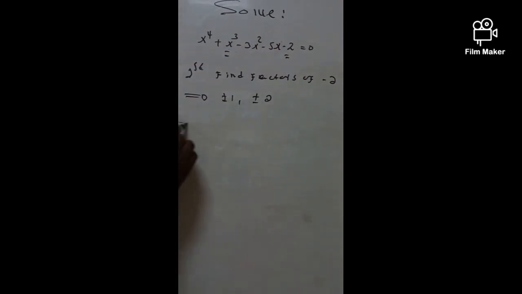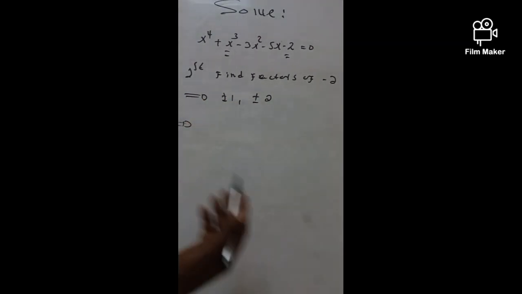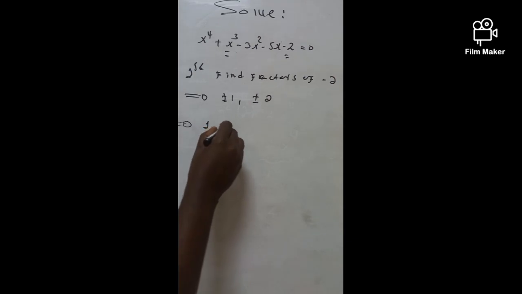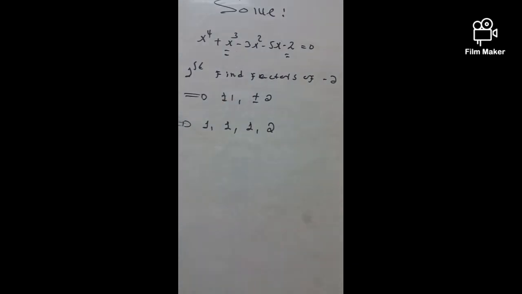So now from these numbers, let's randomly take from this one. If you take 1, and again, let's consider 1 and 2. So what can you say about this one? That means you can take 1 repeatedly from this one. Now let's check.